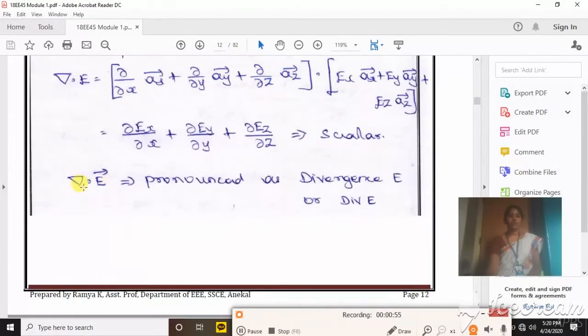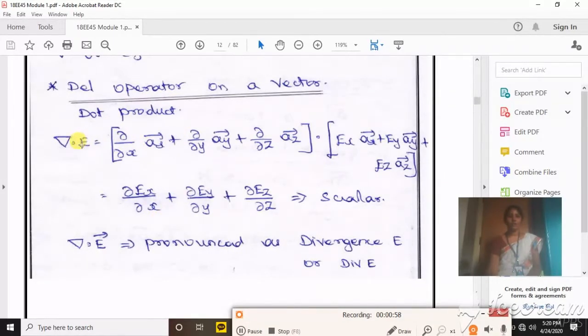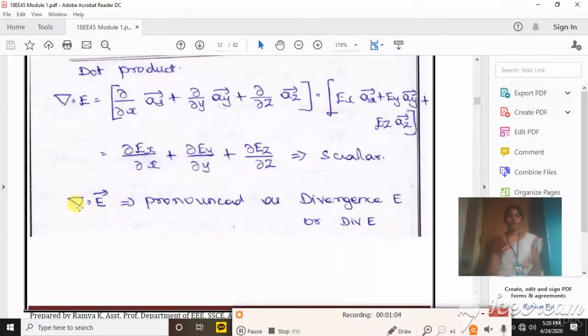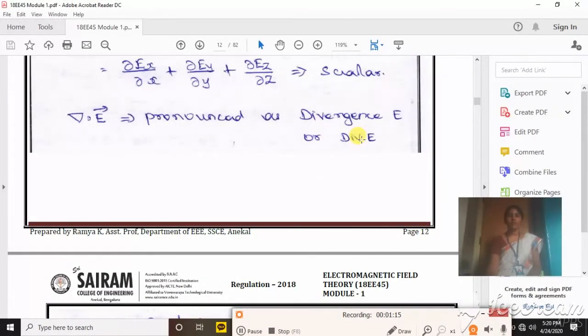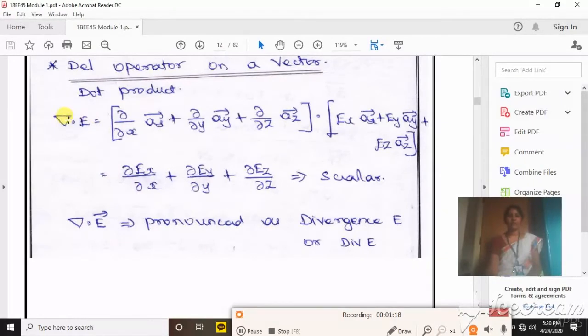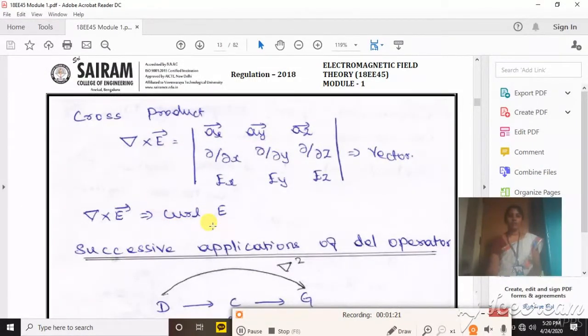Next, cross product. When you do a dot product between a del operator and any vector quantity, you are going to get a divergence factor. Same thing, if you do a del operator cross product with any vector quantity, we will get a curl. So divergence is obtained by a dot product of any vector with del. Curl is obtained by making a cross product of any vector quantity with the del operator. So curl E can be written as the determinant of ax, ay, az, dou by dou x, dou by dou y, dou by dou z, Ex, Ey, Ez. So this is nothing but curl E.